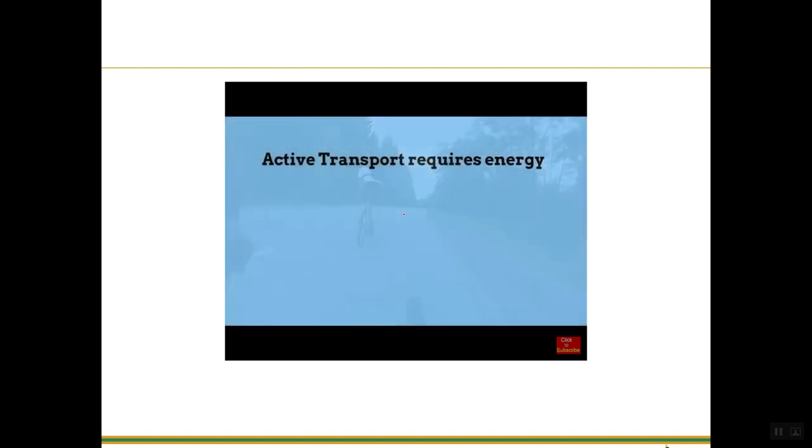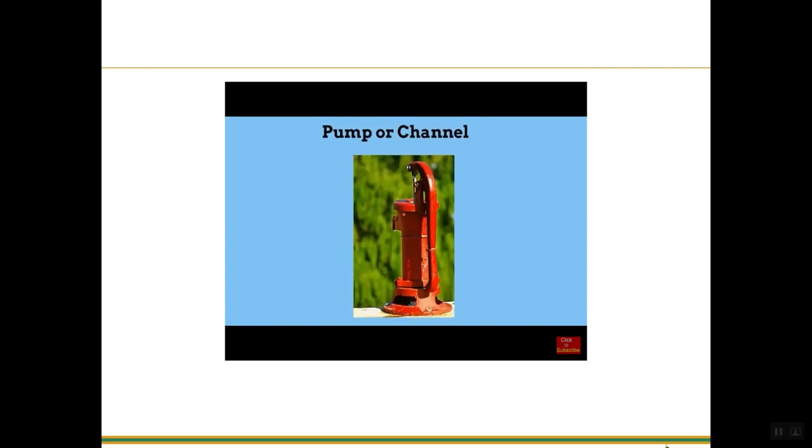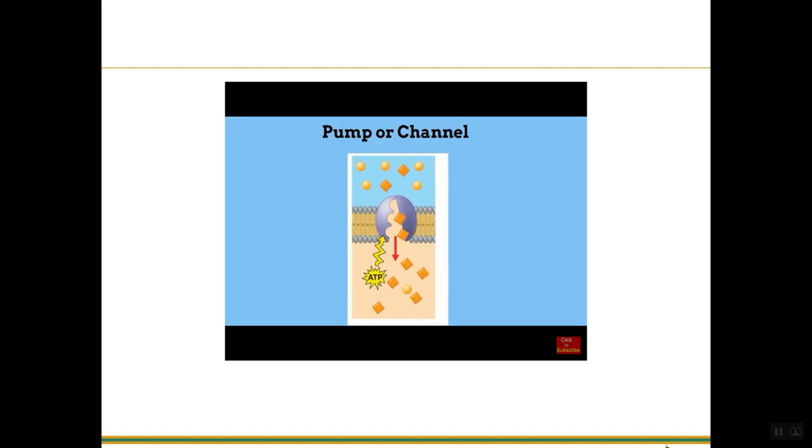We will look at three types. First, the cell uses a pump or a channel to move objects from a low concentration to a high concentration. This is like swimming upstream and requires energy.